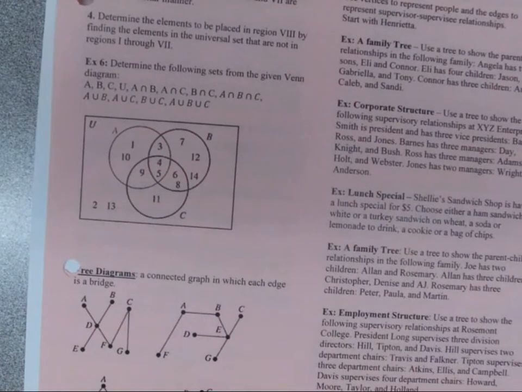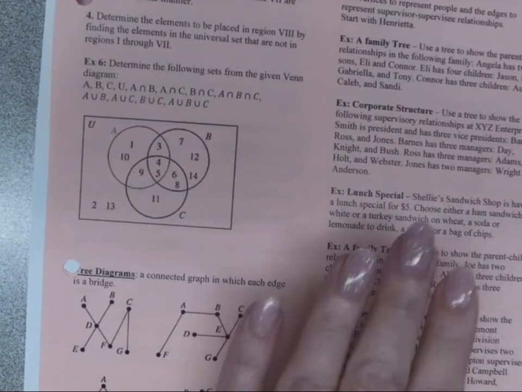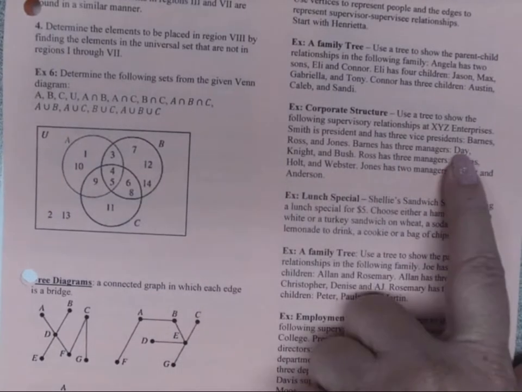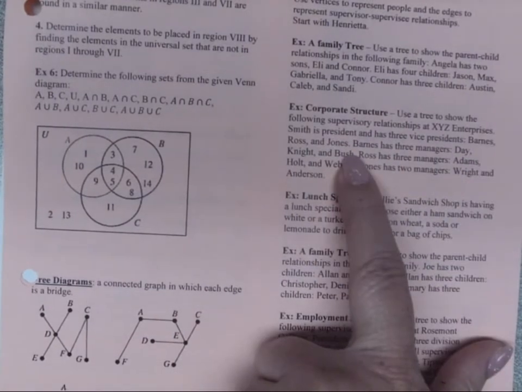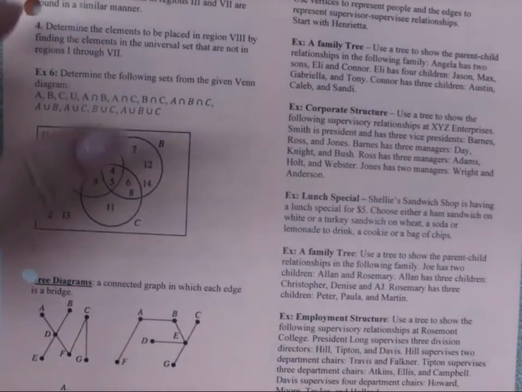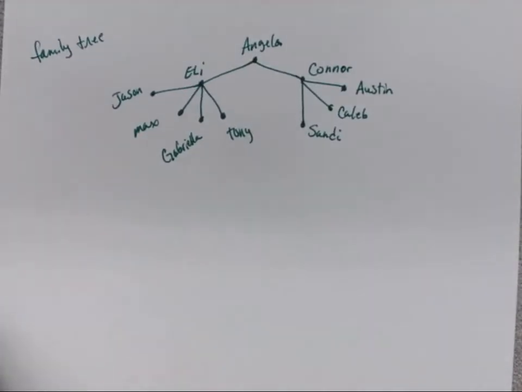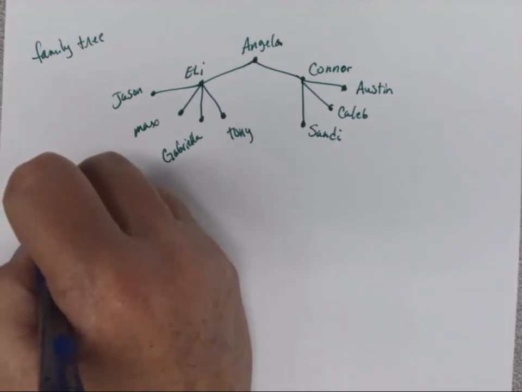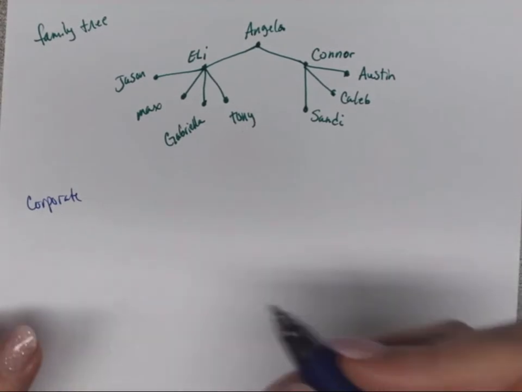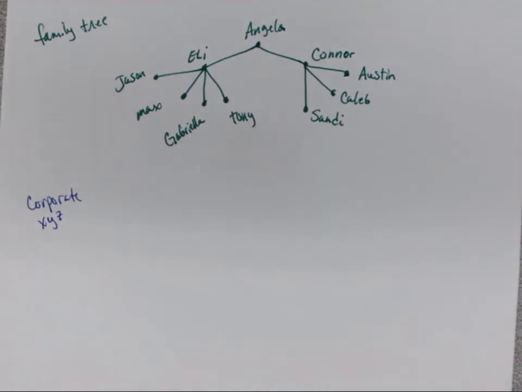So we're going to use a tree to show the following supervisory relationships at XYZ Enterprises. Smith is president and has 3 vice presidents, Barnes, Ross, and Jones. Barnes has 3 managers, Ross has 3 managers, and Jones has 2 managers. All right, so we're going to do the same kind of thing here. So this one will be the corporate, at X, Y, and Z. And I'm only labeling off to the side so you know which problem I'm working on.